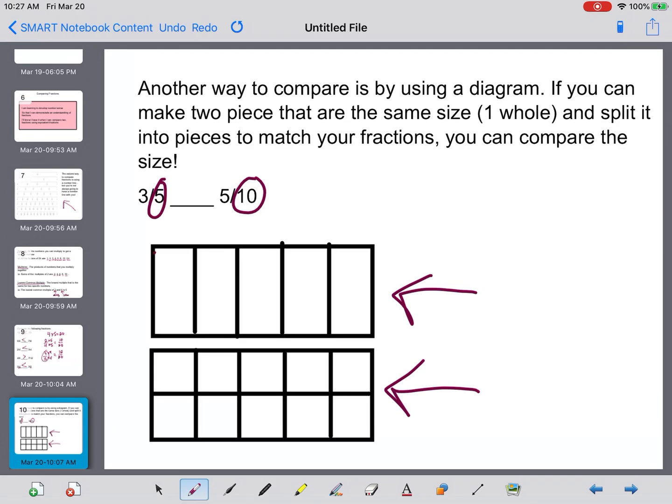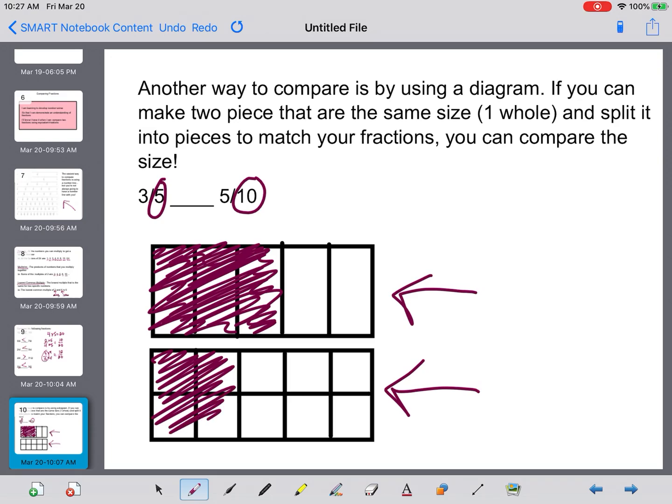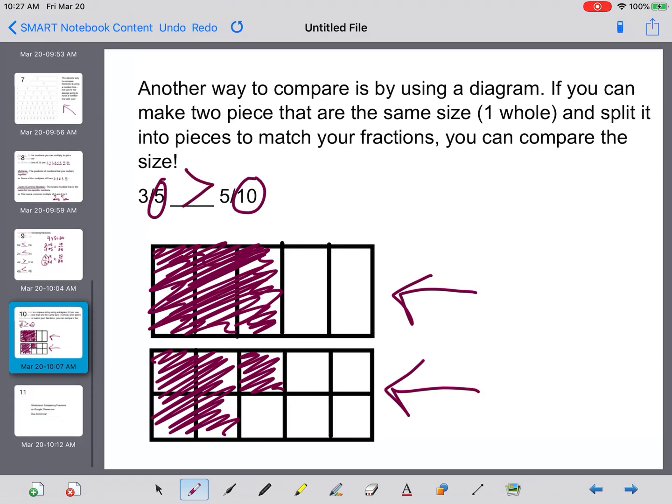So for the first one, I'm going to color in 3 pieces because that's 3 over 5. Okay, and for the second one, I'm going to color in 5 pieces. And now I can very clearly see here that the first fraction is larger because I've colored in more area. So there we go, I've compared it.